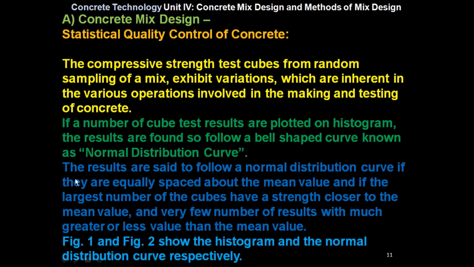The results are said to follow a normal distribution curve if they are equally spaced about the mean value, and if the largest number of the cubes have a strength closer to the mean value, and very few results have much greater or less value than the mean value. Figure 1 and Figure 2 show the histogram and the normal distribution curve respectively.